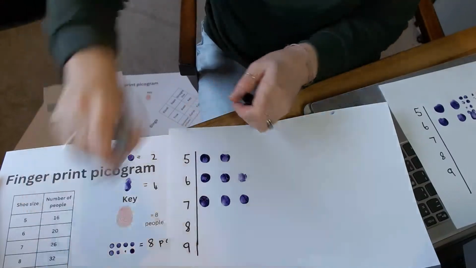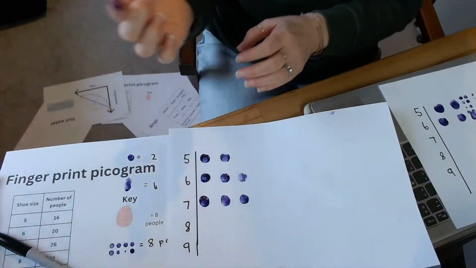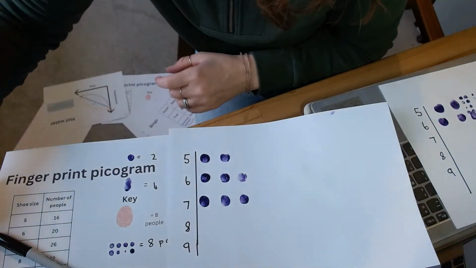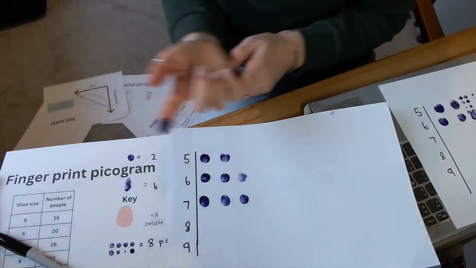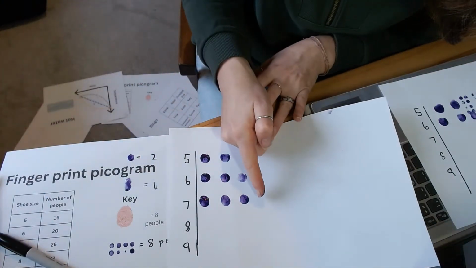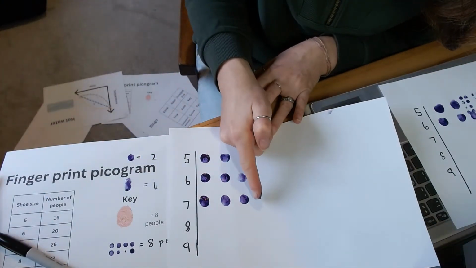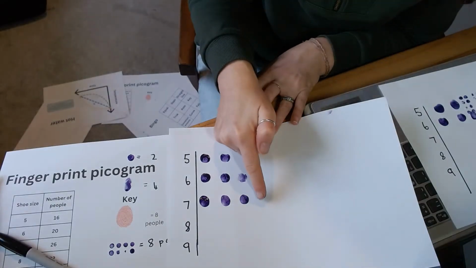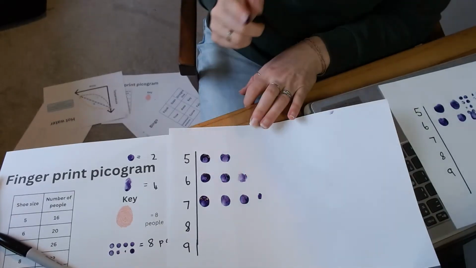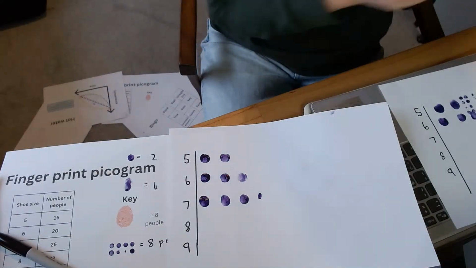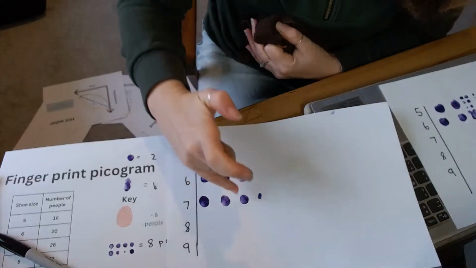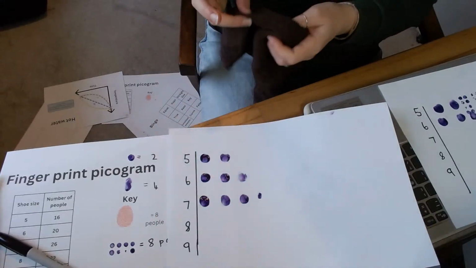So somehow we've got to do a quarter of a fingerprint. I reckon the best way is to get paint on your finger and then just use the tip of your finger like that to do a little dot. Because when you press your finger down, it sort of smudges out a little bit, doesn't it? Did you get the same as I? 3 full ones and then a quarter one?